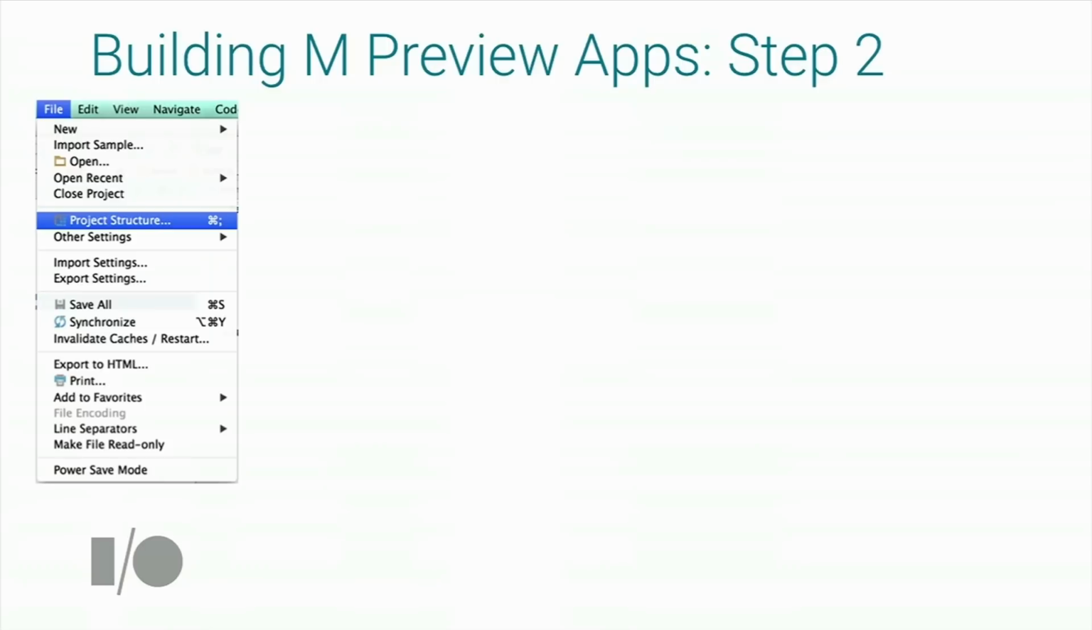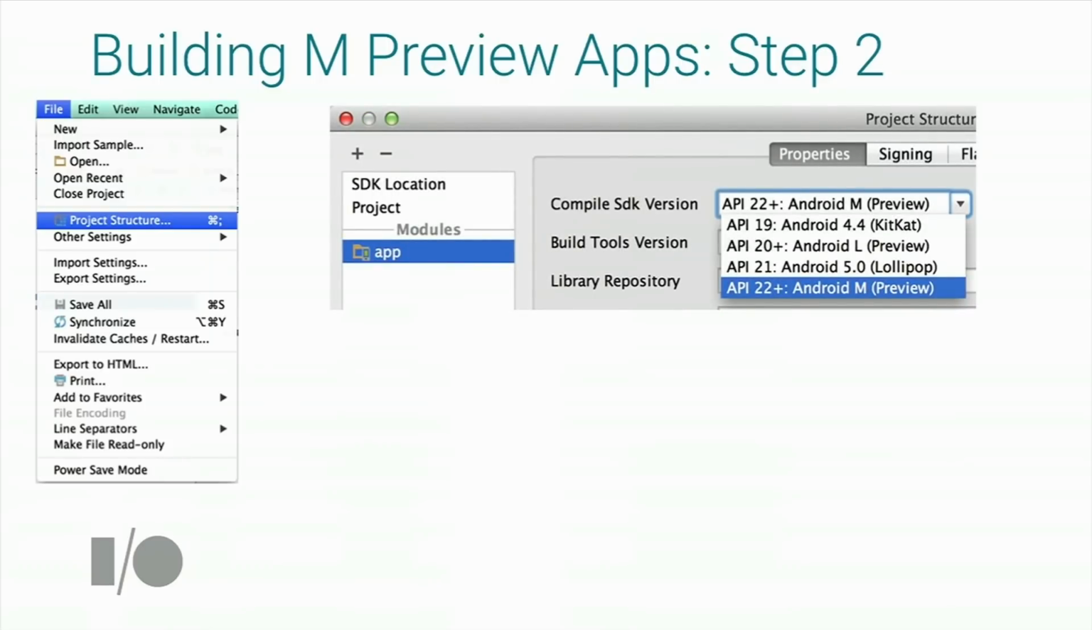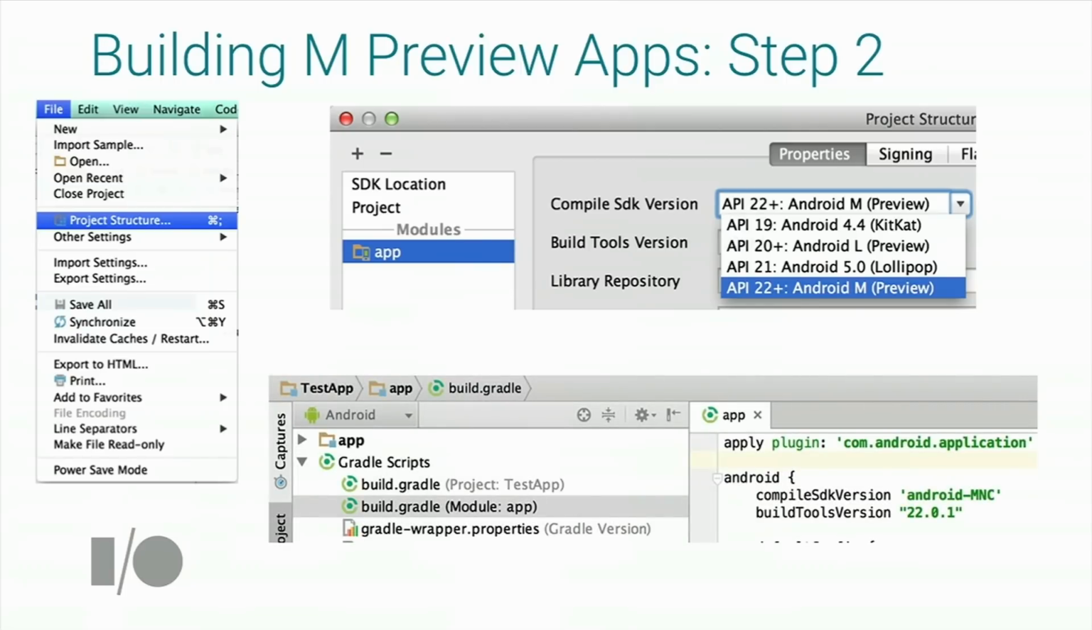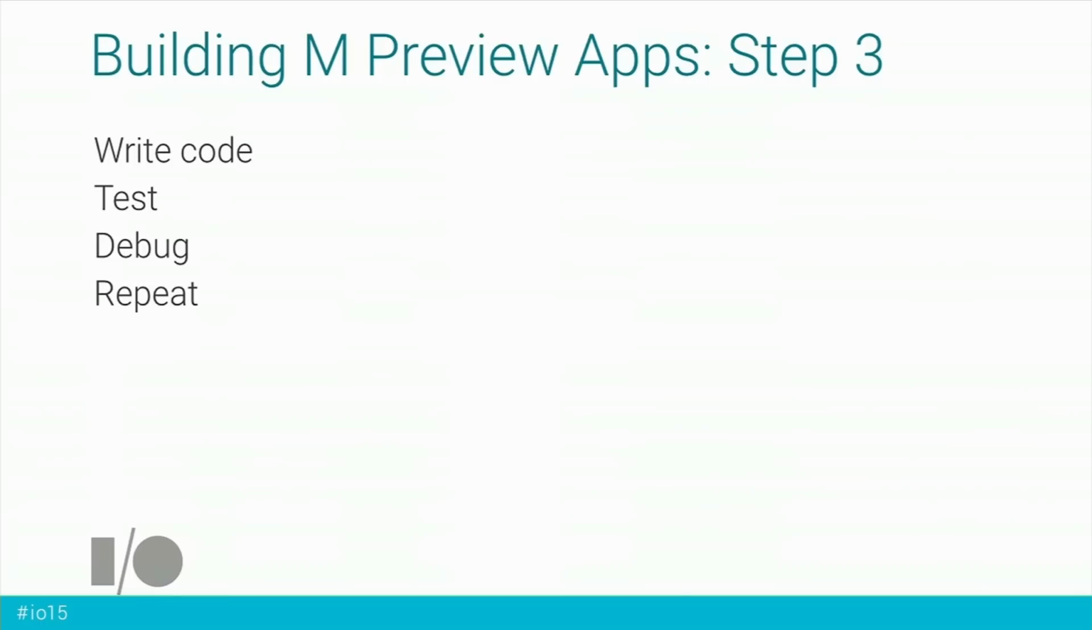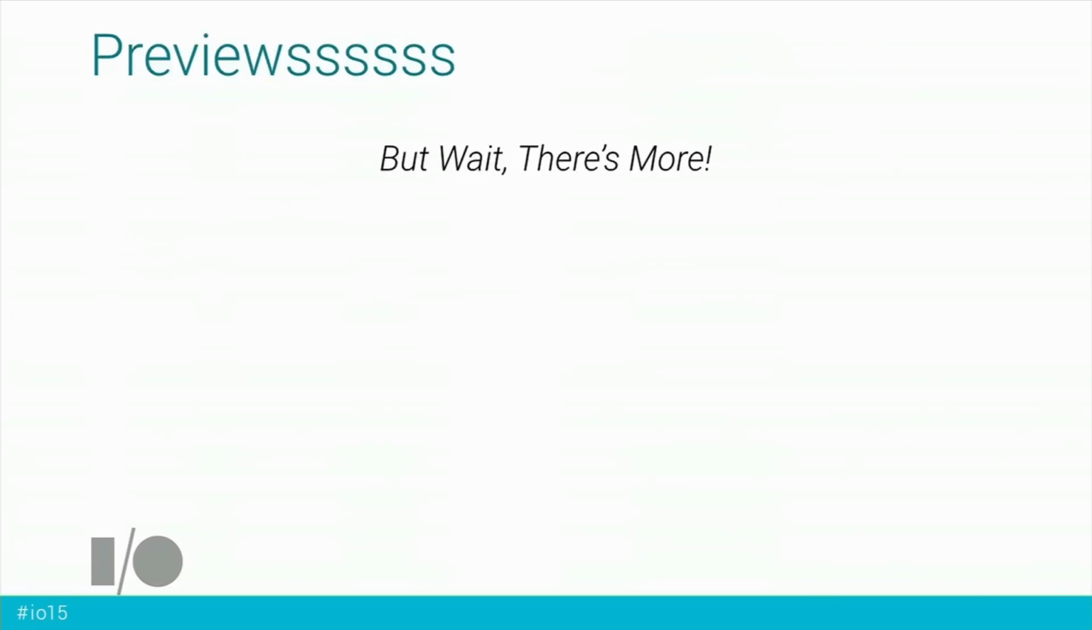So let's talk about how to actually build preview apps. First of all, get the tool. Go to the site, download the SDK and Android Studio 1.3, and you create your project the same way that you always create your project. Then you go in and modify the project structure. You're going to build against Android M Preview. Please don't edit, but look in your build.gradle file. It'll probably say something like compile SDK version Android MNC. Then you know you're off and running and you can use the new APIs that we're going to be talking about today. So write the code, and then obviously you're going to test it. There won't be any bugs, but if there are, you can debug it, and then just go ahead and do it again until you're done.